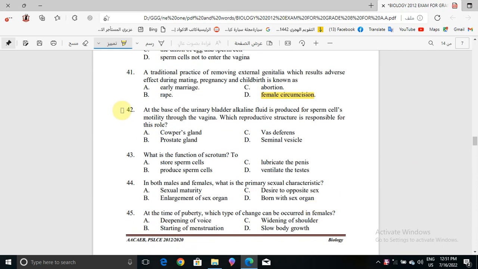Okay, now question number 42. At the base of the urinary bladder, alkaline fluid is produced for sperm cell motility throughout the vagina. Which reproductive structure is responsible for this role? It will be the prostate gland. The prostate gland is the reproductive structure that is responsible, and it produces the alkaline fluid at the base of the urinary bladder for sperm cell motility throughout the vagina.